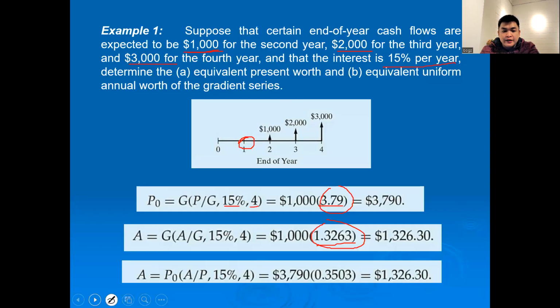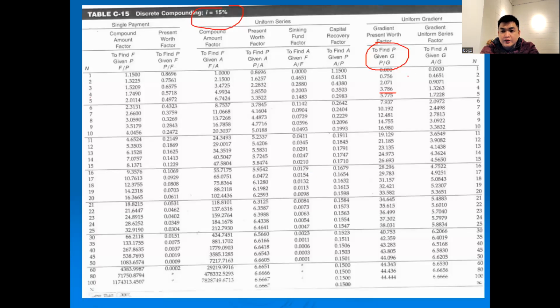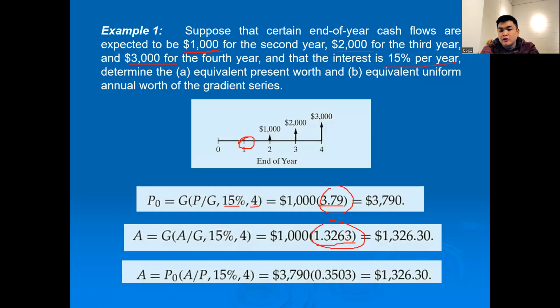Ito, finding A given G. Ito naman, 1.3263. Sir, ano ba talaga? Ilang decimal places? I will prefer class up to 4. Para maiwasan natin ito, may masyadong round up naman eh. Pero ito, mas magusto natin ng 4 decimal places. Take note of that.